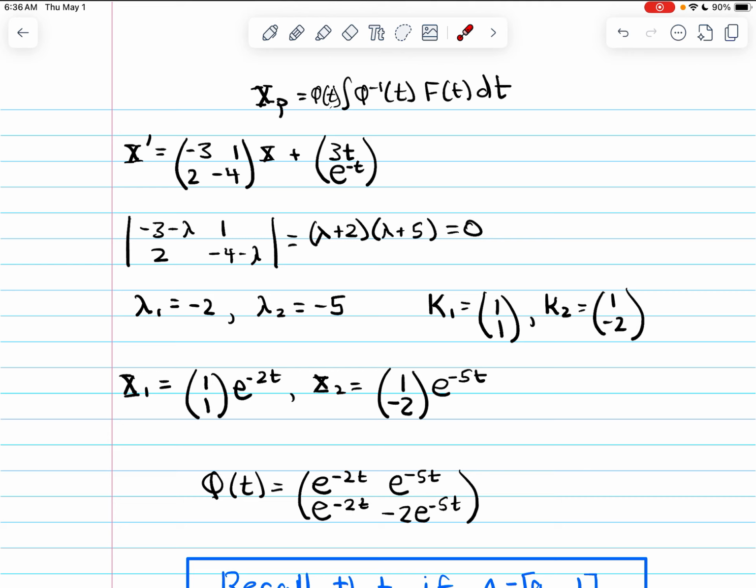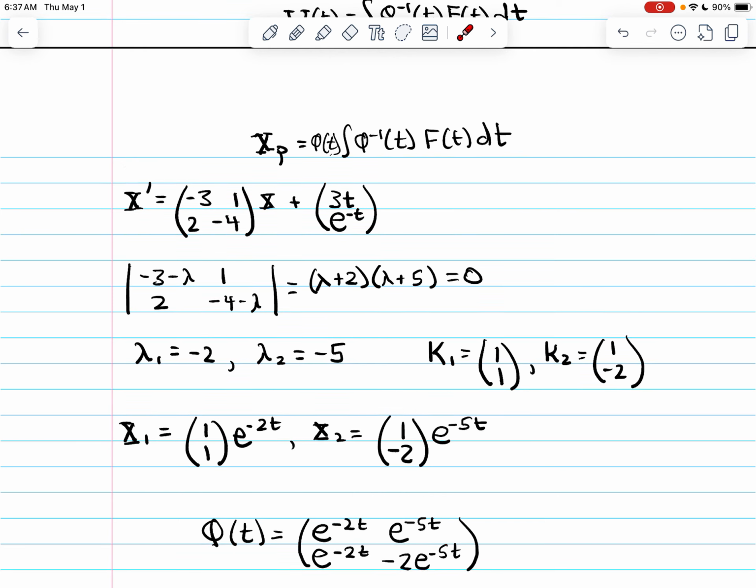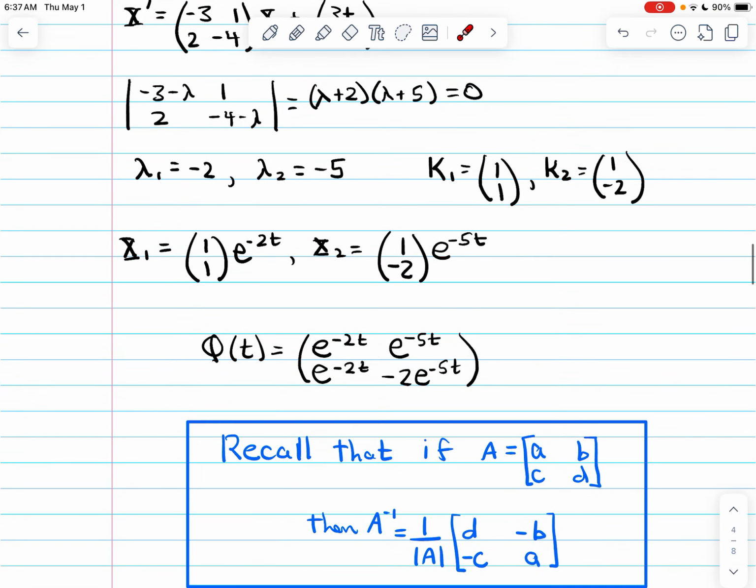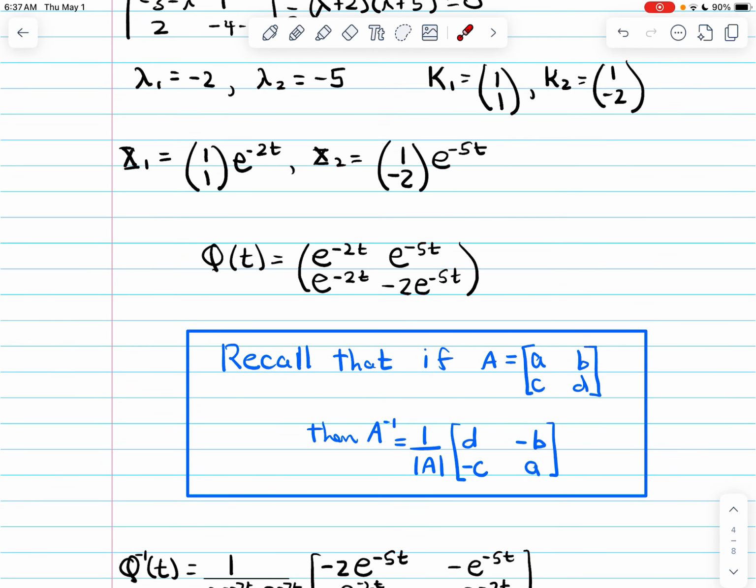Now, what I'm going to need to do is find the inverse of that. Because remember, what we want to do is integrate the inverse of that times the f of t. So let's see if we can remember how to find inverses.